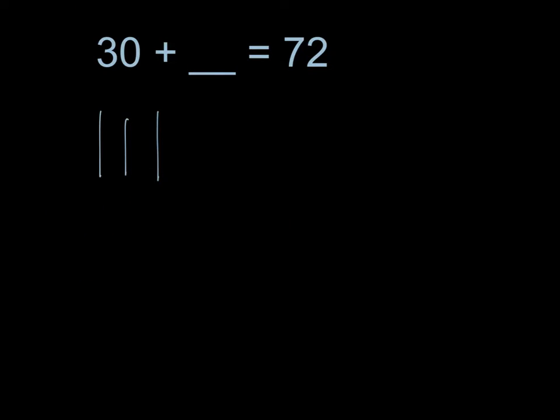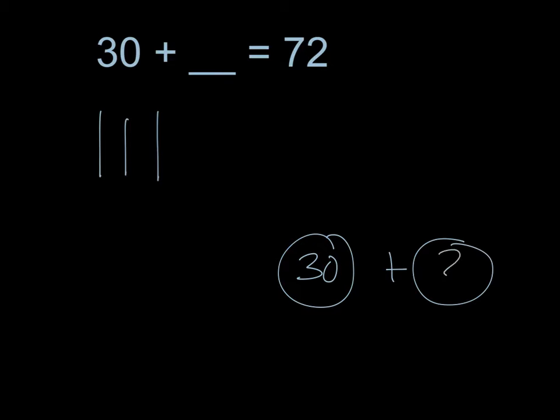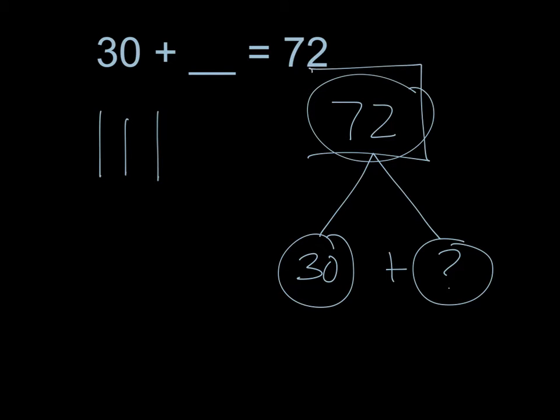This one is a missing add-in problem. We may not do any of these today, but I wanted to take a look at it for those of you that are ready. This is saying I have 30 as one of my parts plus another part that I don't know yet. But these two equal 72. So if we look at it like a number bond, I'm seeing that 30 plus something equals 72. 72 is my biggest number. So my answer has to be a number that's less than 72.